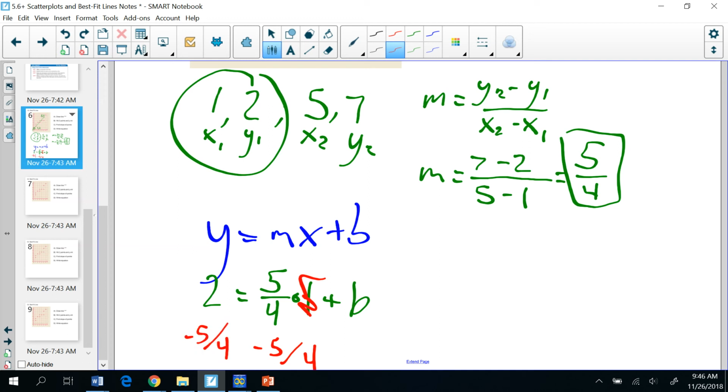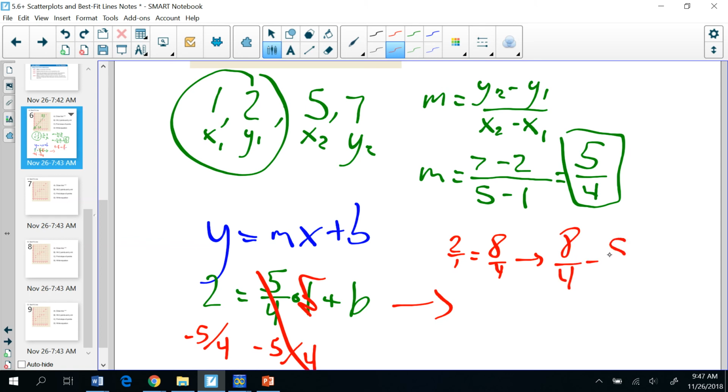Minus 5 over 4. These cancel. And finally, I'll have that 2 minus 5 over 4 equals b. What is 2 minus 5 over 4? Well, we could think about it like this. 2 over 1 is equal to 8 over 4. So 8 over 4 minus 5 over 4 is the same thing as saying 2 minus 5 over 4. So 8 over 4 minus 5 over 4, how many over 4 do we have left? We have 3 over 4. 3 over 4 is equal to b.